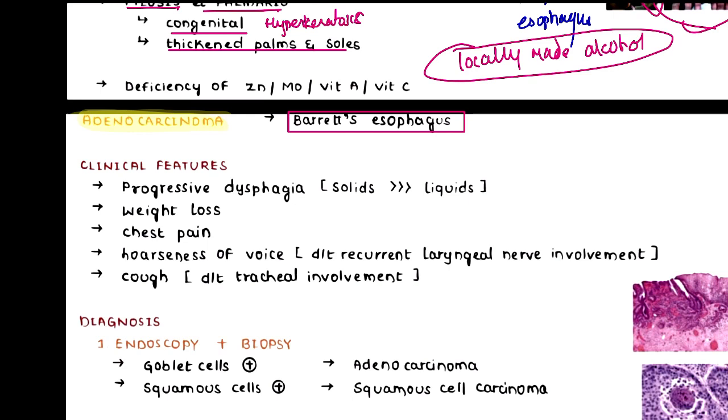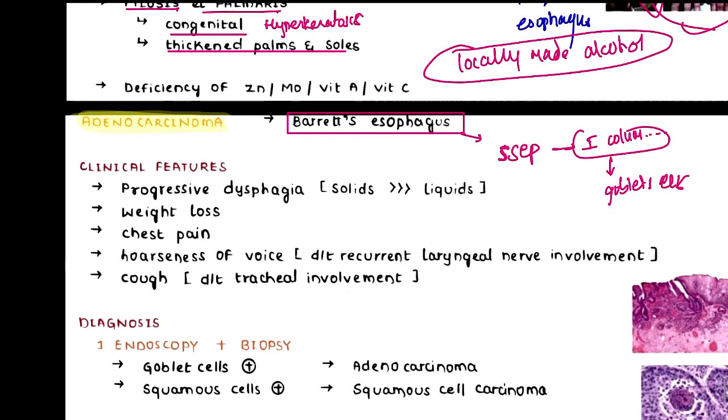Chronic reflux esophagitis. What will happen in this condition? There will be the replacement of stratified squamous epithelium with intestinal columnar cells. Why are we saying intestinal columnar cells? Because here there will be the presence of goblet cells. Why does this happen? Because of reflux of gastric contents.